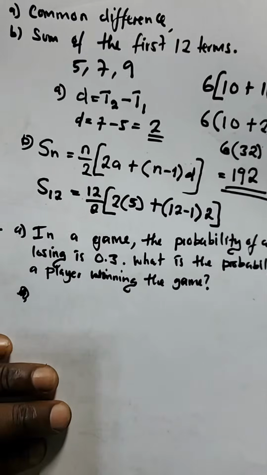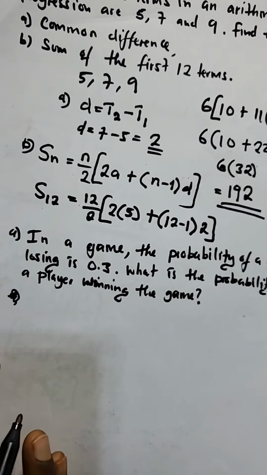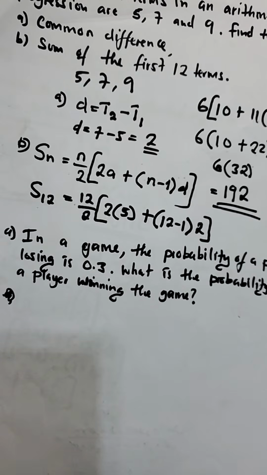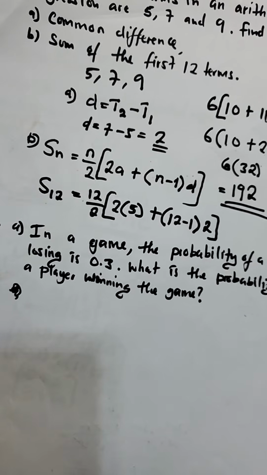Let's go to question 8. 8a, this is under probability, and this question is just saying, in a game, the probability of a player losing is 0.3. What is the probability of a player winning the game?